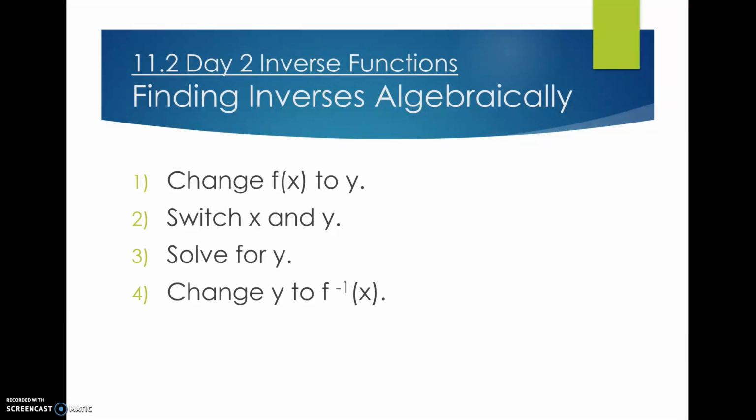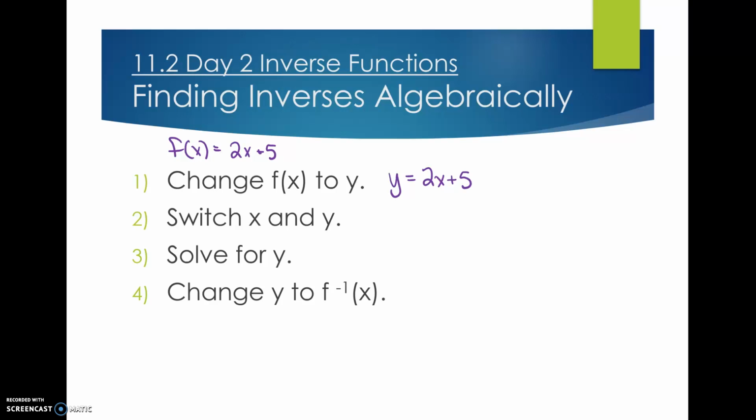Today we're going to look at finding inverses of functions. There are 4 steps for finding inverses, and really step 2 is the actual process of finding the inverse. They are going to give us something that looks like f of x equals something. Our first step is to change f of x to y, so make it y equals 2x plus 5.